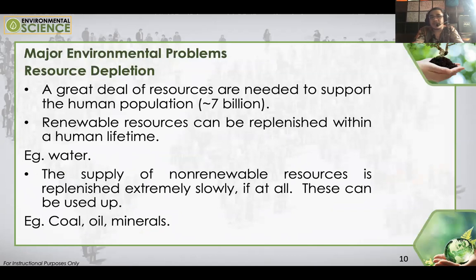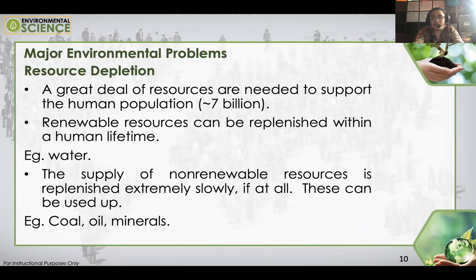So these are major environmental problems that we will be discussing. First is resource depletion. A great deal of resources are needed to support the human population. Renewable resources can be replenished within a human lifetime. Again, humans keep on seeking resources. Pero nakakalimutan ng mga tao, nakakalimutan natin that as we continue to grow in population, we have a limited resource. Limited lang po ang resources natin dito sa ating planeta. And we have to make sure that it sustains itself until the following generations.